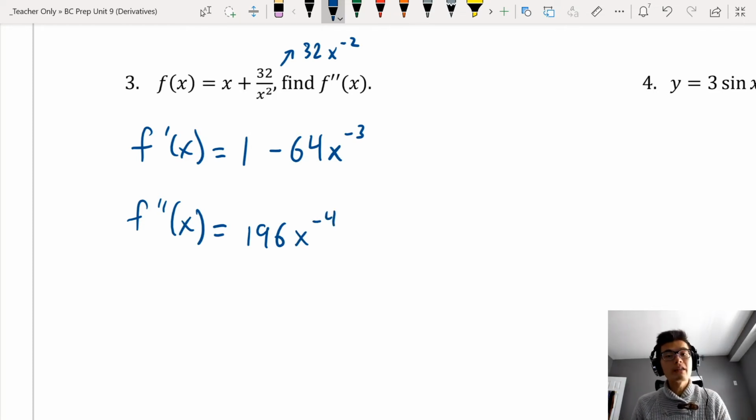Notice how much easier this problem was because I didn't have to use quotient rule. And as a reminder, quotient rule is there for the scenarios where you need to use it. Once you learn chain rule, you'll rarely use it.